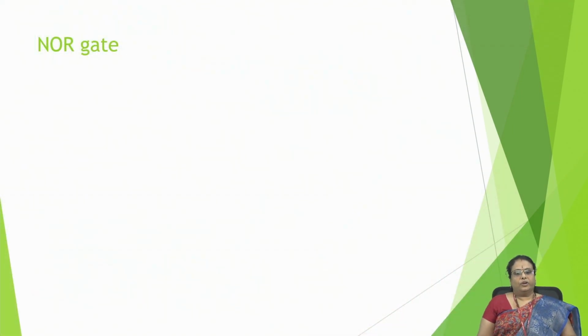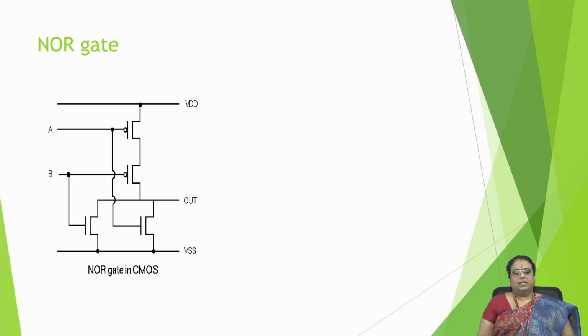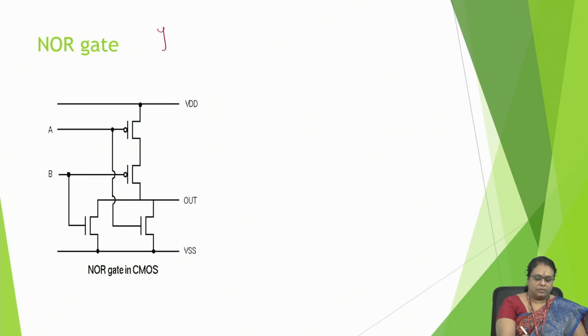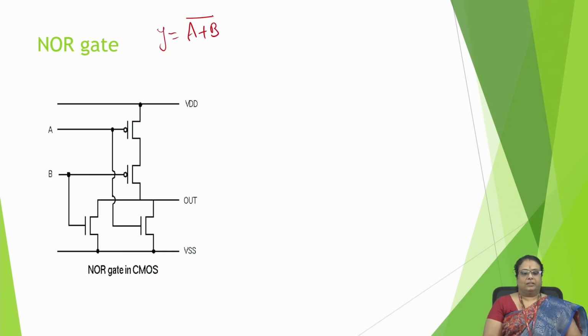So if we want to discuss the various logic gates, we already discussed one of them, the NOT gate, nothing but the inverter. Now we'll go on with the NOR gate. This is the schematic of the NOR gate. We know the expression: Y is equal to (A plus B) whole bar.